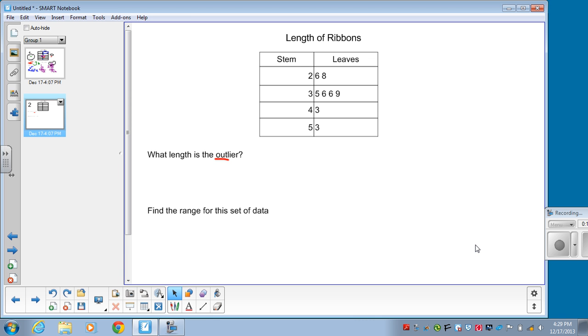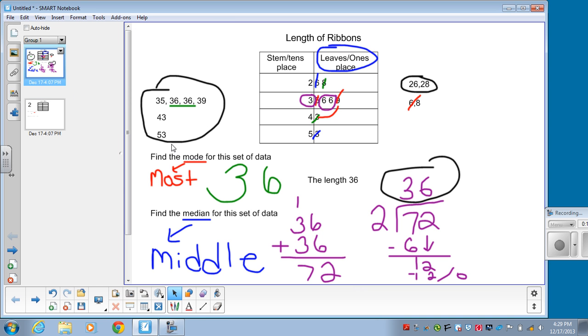What is the biggest number in this data? The good news is the stem and leaf plot already organizes your data from least to greatest. The least number is always going to be on the top, and your greatest number is always going to be at the bottom. So what's our outlier? If you said 53, you are correct. Our outlier is 53 because that's the biggest number in our data set. You can also see that right here. That's our biggest number.